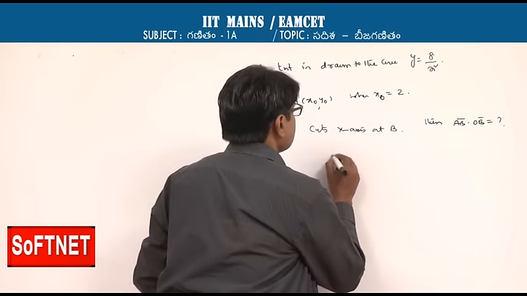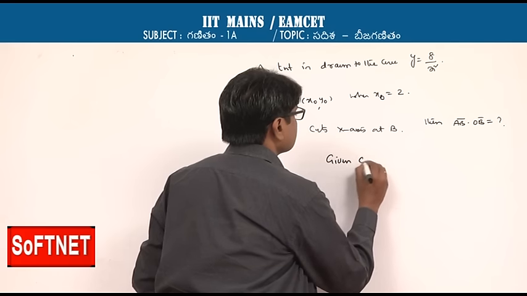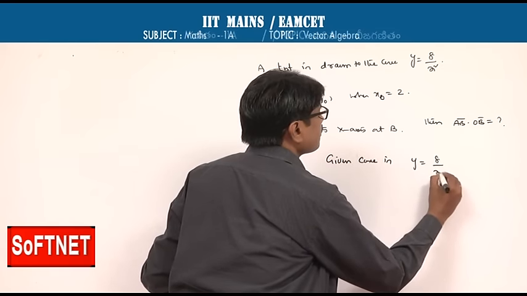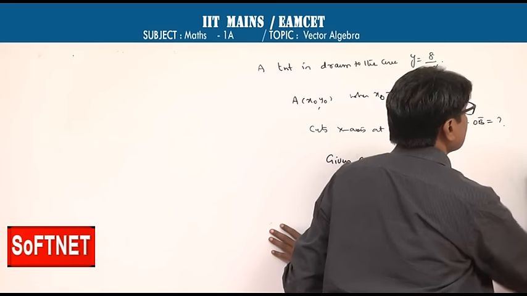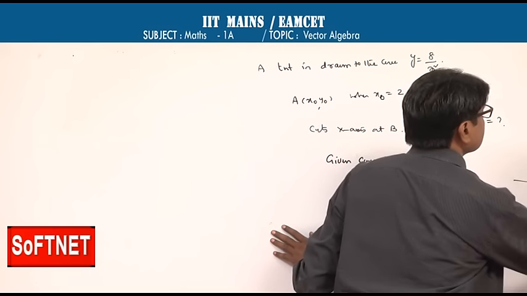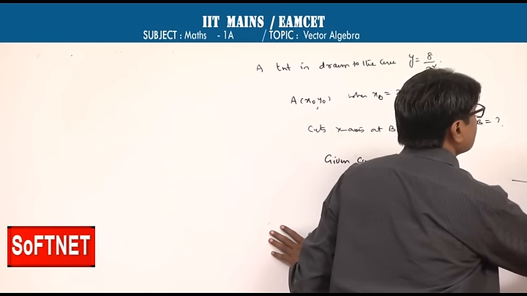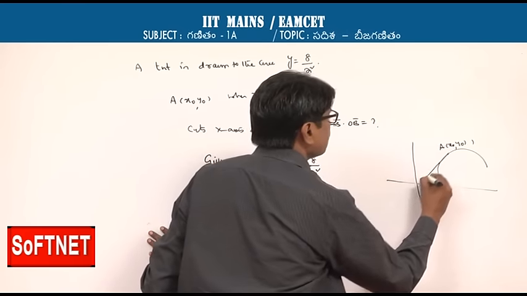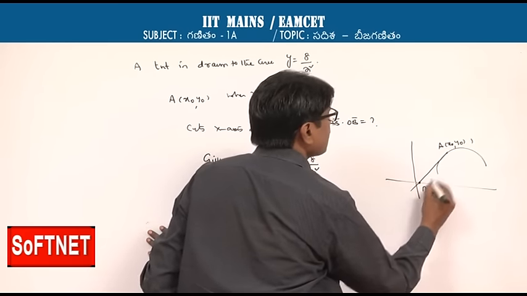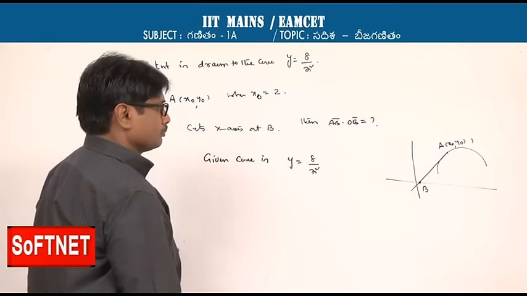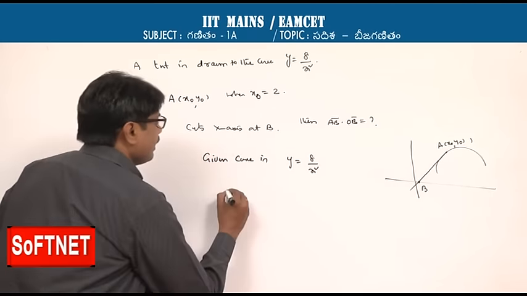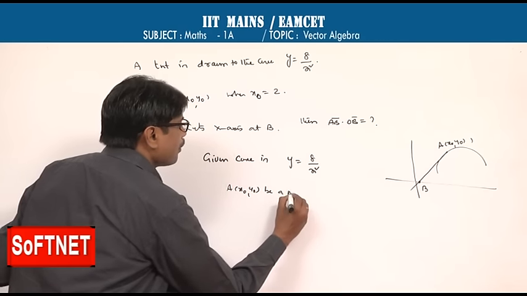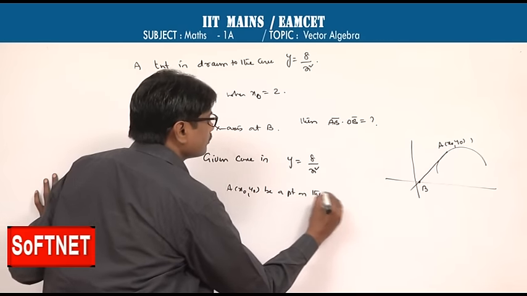So given curve equation is y is equal to 8 by x square. There is a curve, and let A (x0, y0) be a point on this curve. A tangent is drawn. It meets the x-axis in B. A (x0, y0) be a point on the curve.